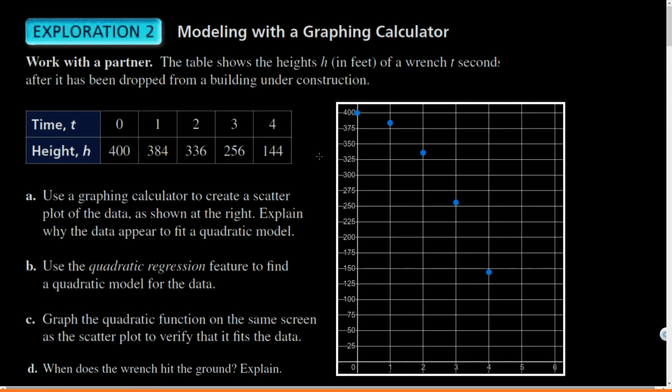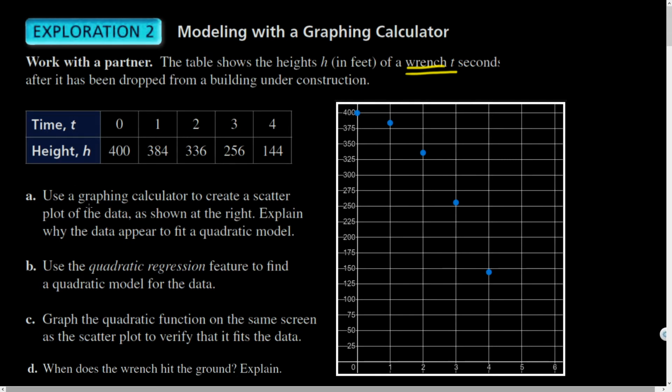And so today we're taking a look at Algebra 2 textbooks, Chapter 2, Section 4, Characteristics of Quadratic Functions. And we're taking a look at the exploration for starters, and we're going to do this one together. And so this is about a wrench that has been dropped, and it's being dropped a number of feet. Looks like 400 feet at time 0, and it falls over t seconds.